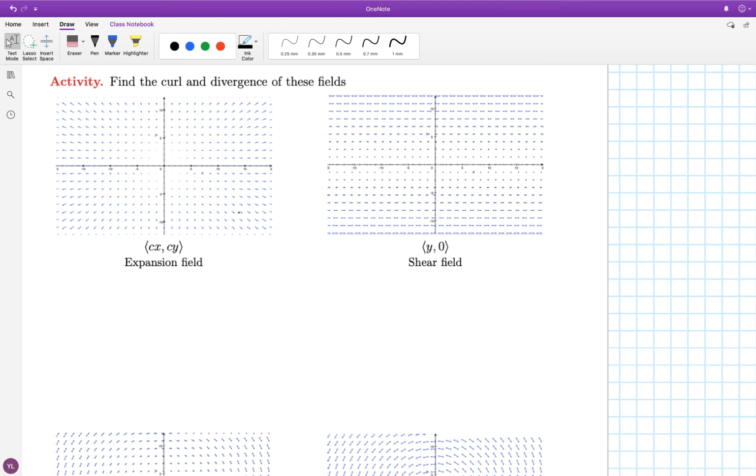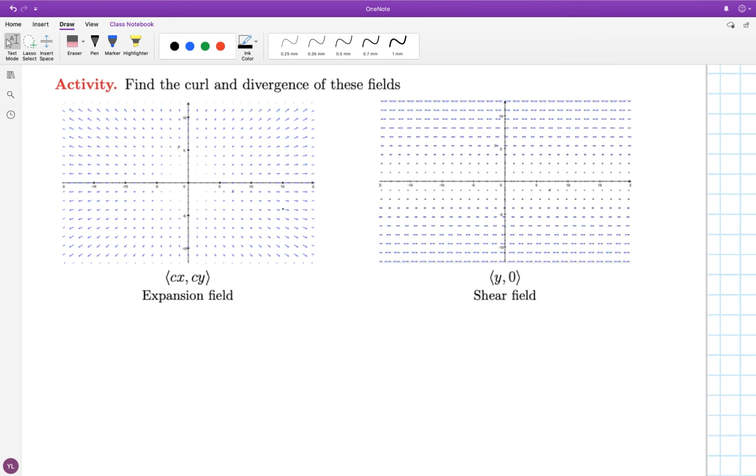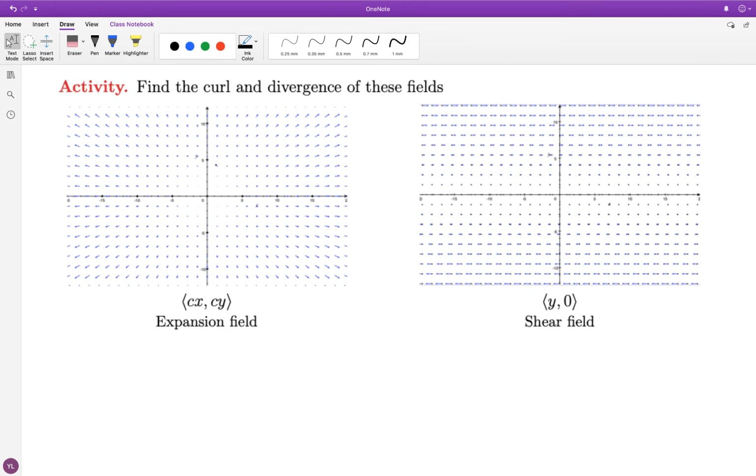Let's compute the curl and divergence of various two-dimensional vector fields. I've included images of the vector fields. They're not great, but in this first one, you can see that the vectors are all pointed outwards from the origin, and as you move away from the origin, they get longer. And if you look at the definition of the field, that confirms that geometry.